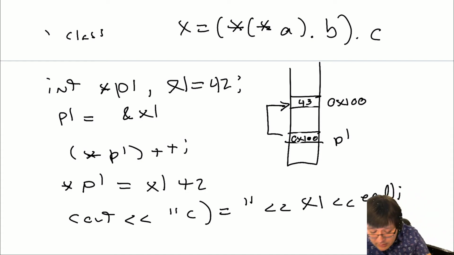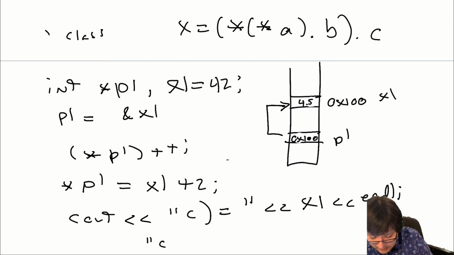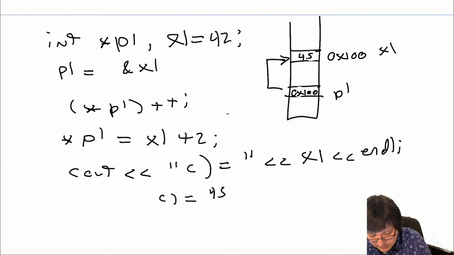Next, we take the value of x1 and add 2 to it. The value of x1 right now is 43, so we're going to add 2 to that. That makes it 45, and then we store that back in there. So now we have 45 in here after running this line of code. After that, it's just couting basically. We're couting C without the quotes, and then 45 plus a line feed.